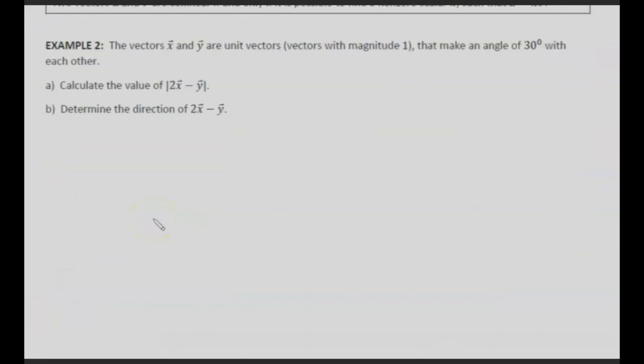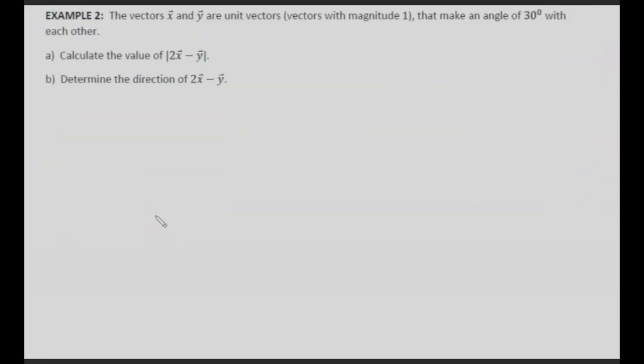So we have example 2. The vectors x and y are unit vectors. What unit vectors are, they're vectors with magnitude 1, they're 1 unit, that make an angle of 30 degrees with each other. So we're going to calculate the value of the magnitude of 2 times vector x minus vector y.